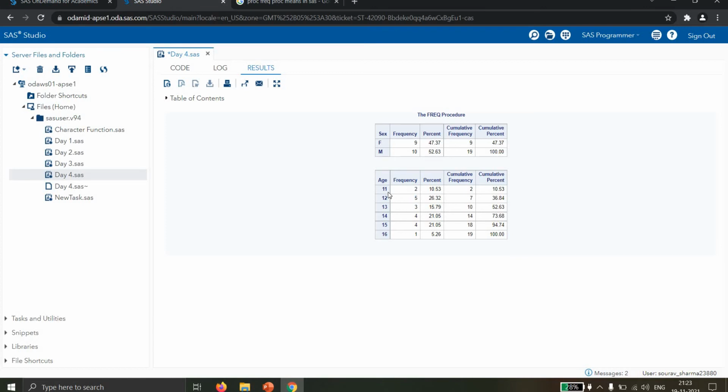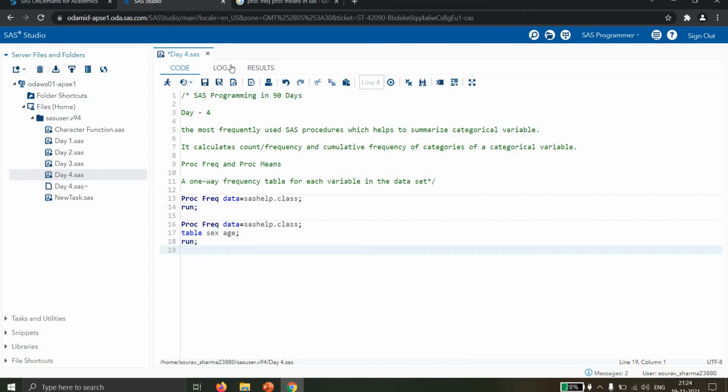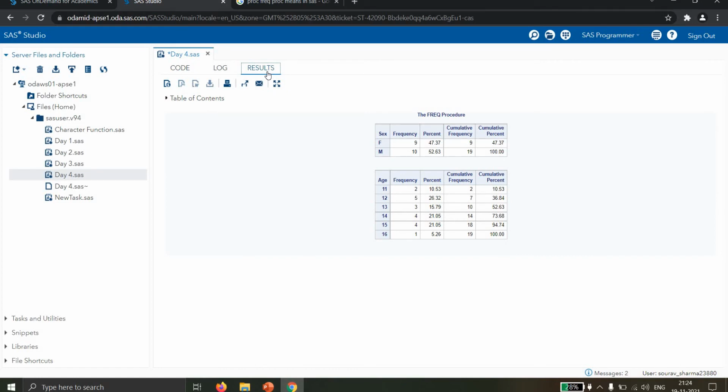For age 11, two students; for age 12, five students; age 13 is 3, then 14, 15, and 16. They give the frequency, then the percentage in the total, the cumulative frequency, and the cumulative percentage. So this is proc frequency, which we basically use for knowing the data about frequency and percentage.